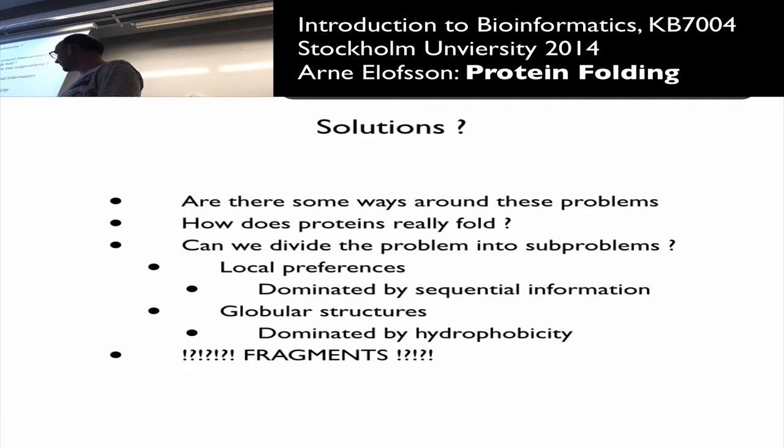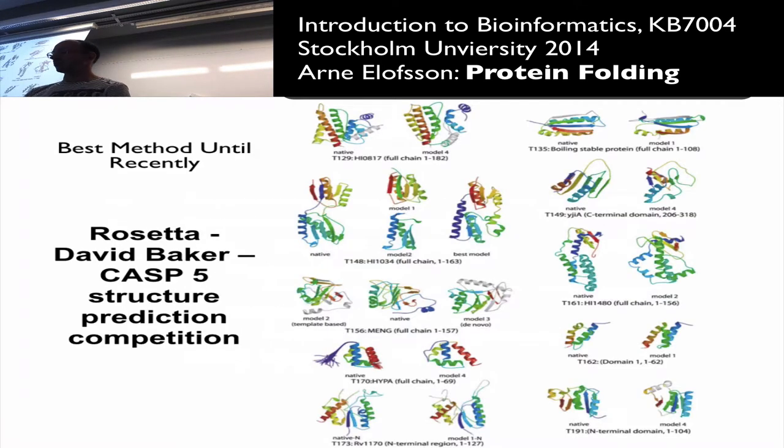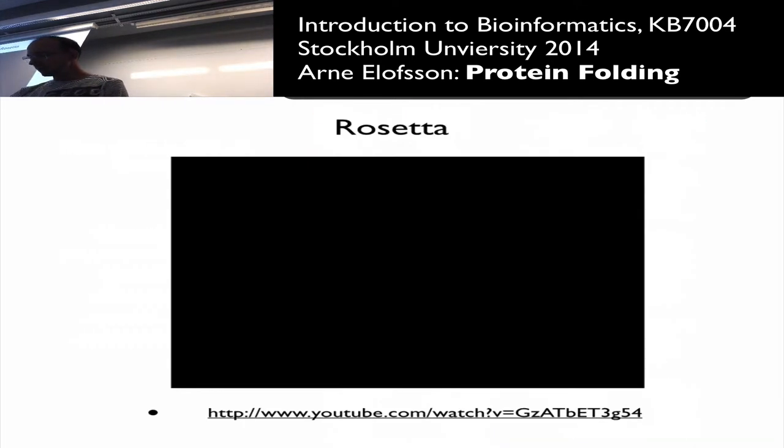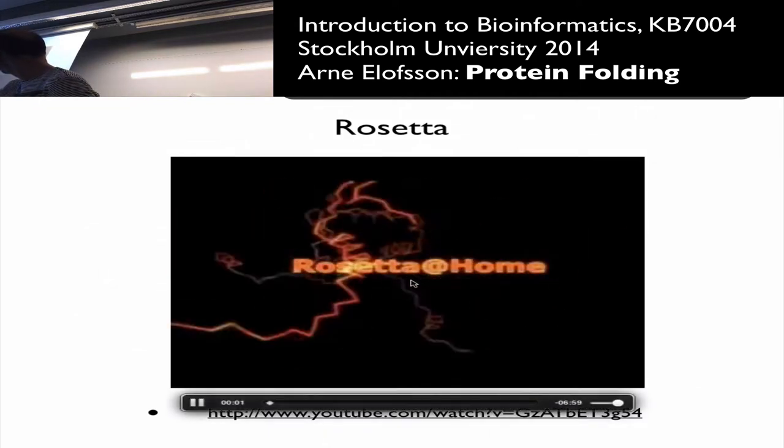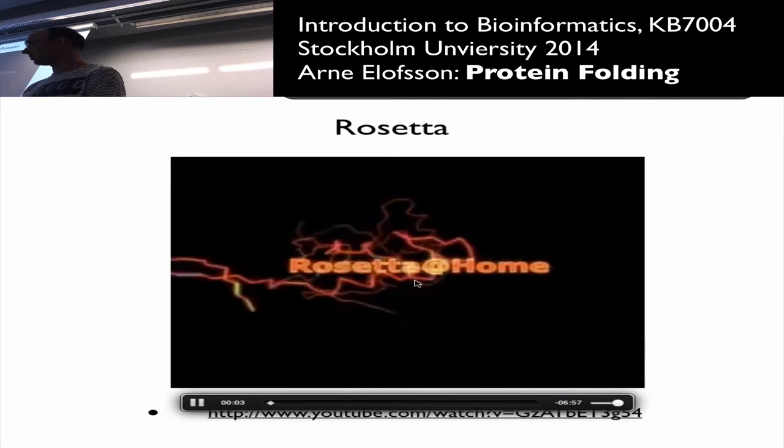And that was the idea that was developed: using fragments. Basically, instead of making the structure prediction by taking one amino acid at a time, you take a whole fragment and you replace it with another fragment. There were a couple of other groups that did the same or similar things at the same time, but the dominating method in the community was Rosetta. I think there's a movie for this also, if it works. So this is a Rosetta run.